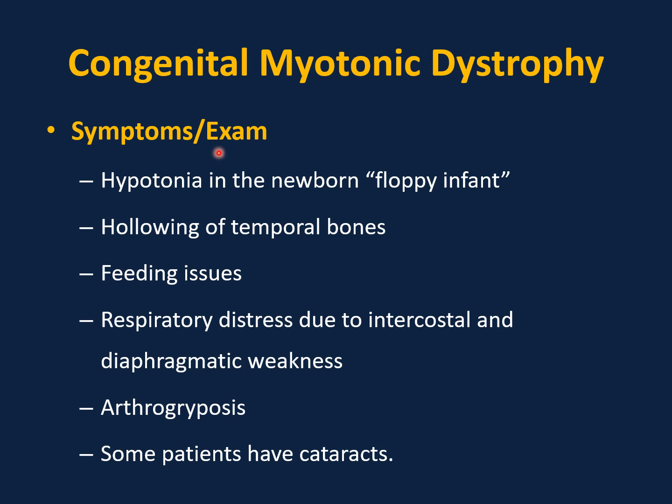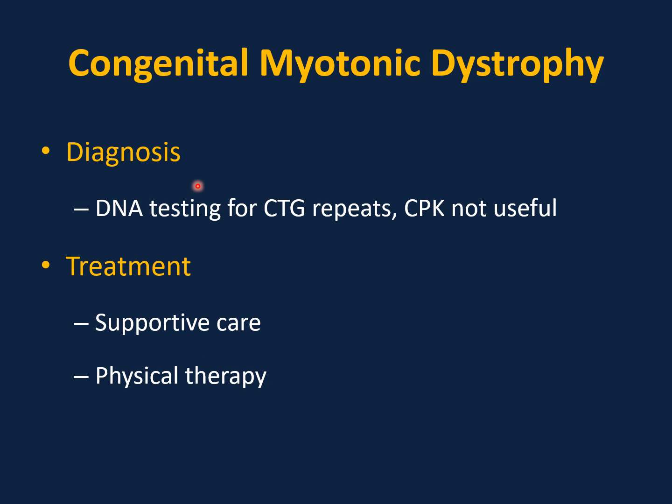Clinical presentation of congenital myotonic dystrophy: hypotonia in the newborn, which is one of the differential diagnoses of hypotonia. Hollowing of the temporal bones, feeding issues or poor feeding, respiratory distress due to intercostal and diaphragmatic weakness, arthrogryposis. Some patients may have cataracts. Diagnosis is DNA testing for CTG repeats, and CPK in this case is not useful, so it is usually normal. Treatment is supportive care and physical therapy.